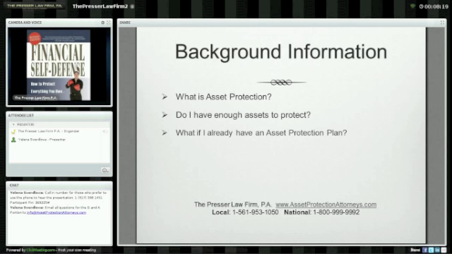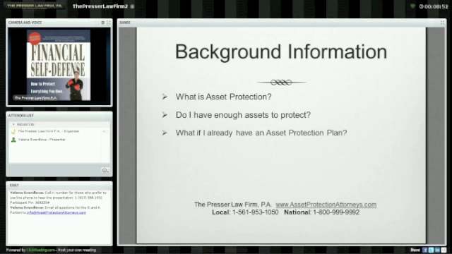Now, a question that we often get is, do I have enough assets to protect? And the short answer is yes. Everybody needs some sort of asset protection plan. Obviously, someone who has $10 million in the bank doesn't need the same plan as someone who has $200,000 in the bank. But everybody needs some sort of plan. The example I like to give is take one of our professional athlete clients. Let's say we have a football player that signed for $50 million. Well, if they're sued for $5 million, they're not going to be happy, but they still have $45 million left, so they're going to be okay.